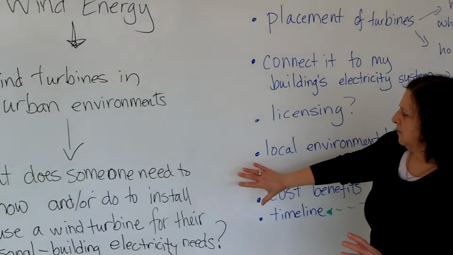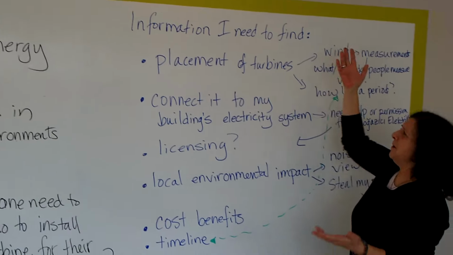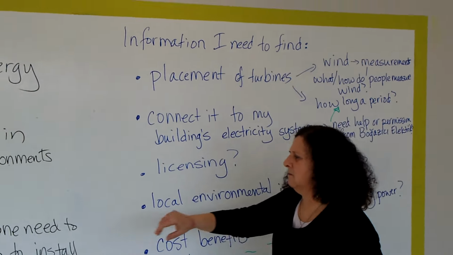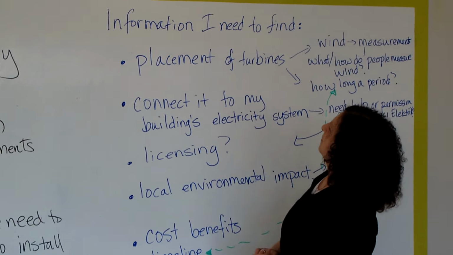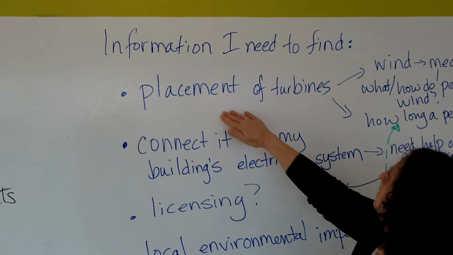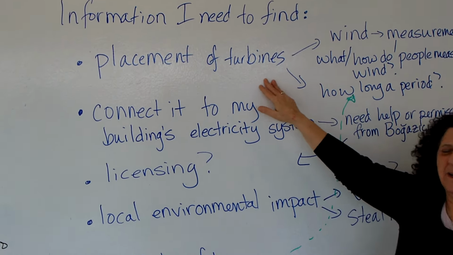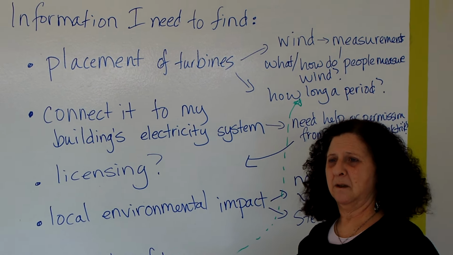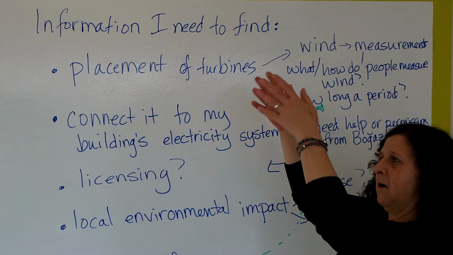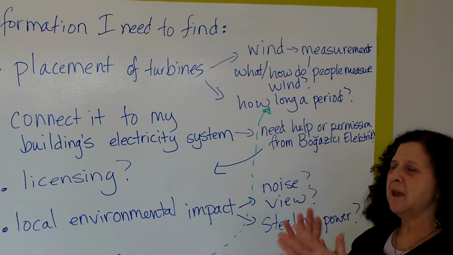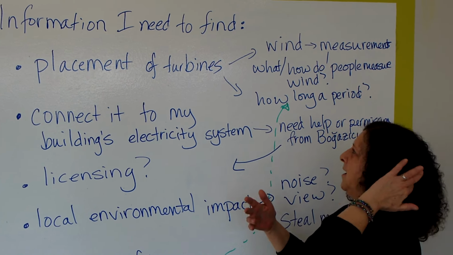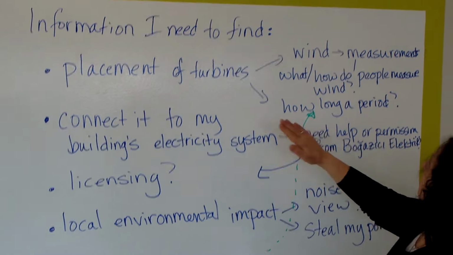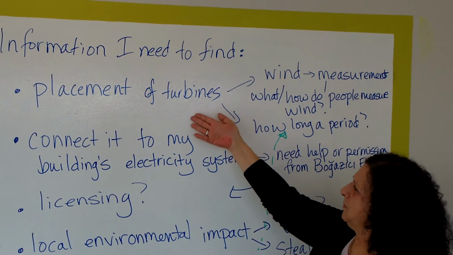So, what information do I need to find in order to answer this question? The first thing that I thought about is that I need information about how people decide where to put their turbines. You know, where on the building, which direction do they have to face, how tall do they have to be? That's a little bit the height of the turbine as well. So how do people decide this?